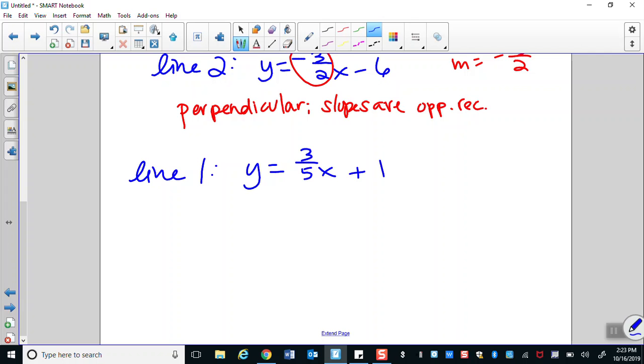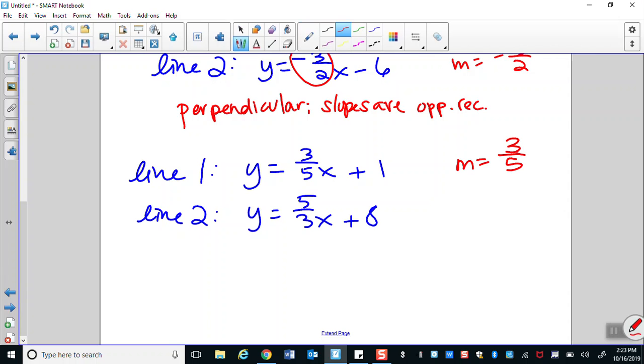Let's say your first line is y equals 3/5 x plus 1, and your second one is 5/3 x plus 8. Again, the first thing I want you to do is always write the slopes to the side so that you can compare them easily. The first one's 3/5, and the second one's 5/3. You can pretty clearly see that they're not the same, so we know they're not parallel, but if you notice, they flipped the fraction. They made the 3/5 into 5/3, but they did not change the sign.